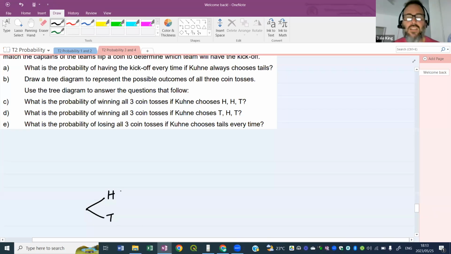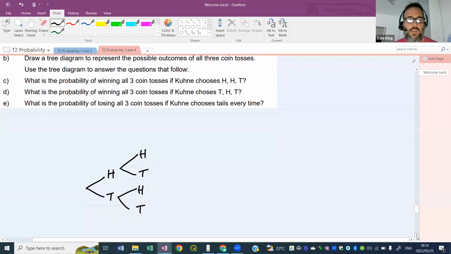If they get heads the first time, and then they toss the coin again, there are only 2 options. They can get heads or tails. If they toss the coin and get tails the first time and then toss it again, they can get heads or tails. Now I need to move down a bit. Spacing is always an issue with these things. This is the first coin toss. This column here is the second coin toss.